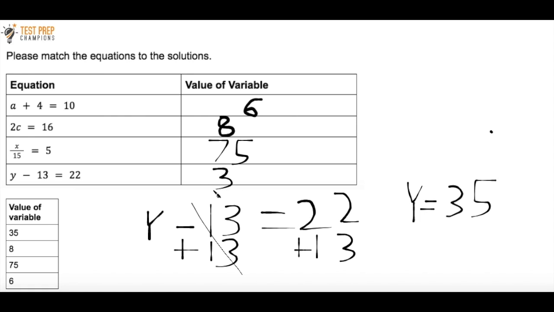Now, these are really, really important skills to have down for the GED test. So if you had trouble with this or just want to get more practice or even look at this more in depth, I have a whole video on solving equations. I'll try to remember to put a link to that down below in the description.